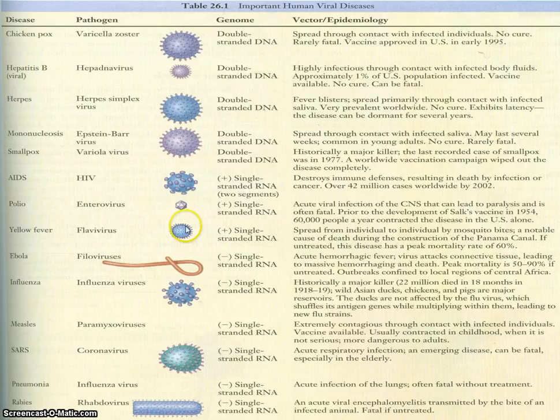So the ones that are RNA viruses are a little bit more dangerous, a little bit scarier, because of the fact that they have that ability to change, and vaccines have to be given multiple times or yearly because of that.